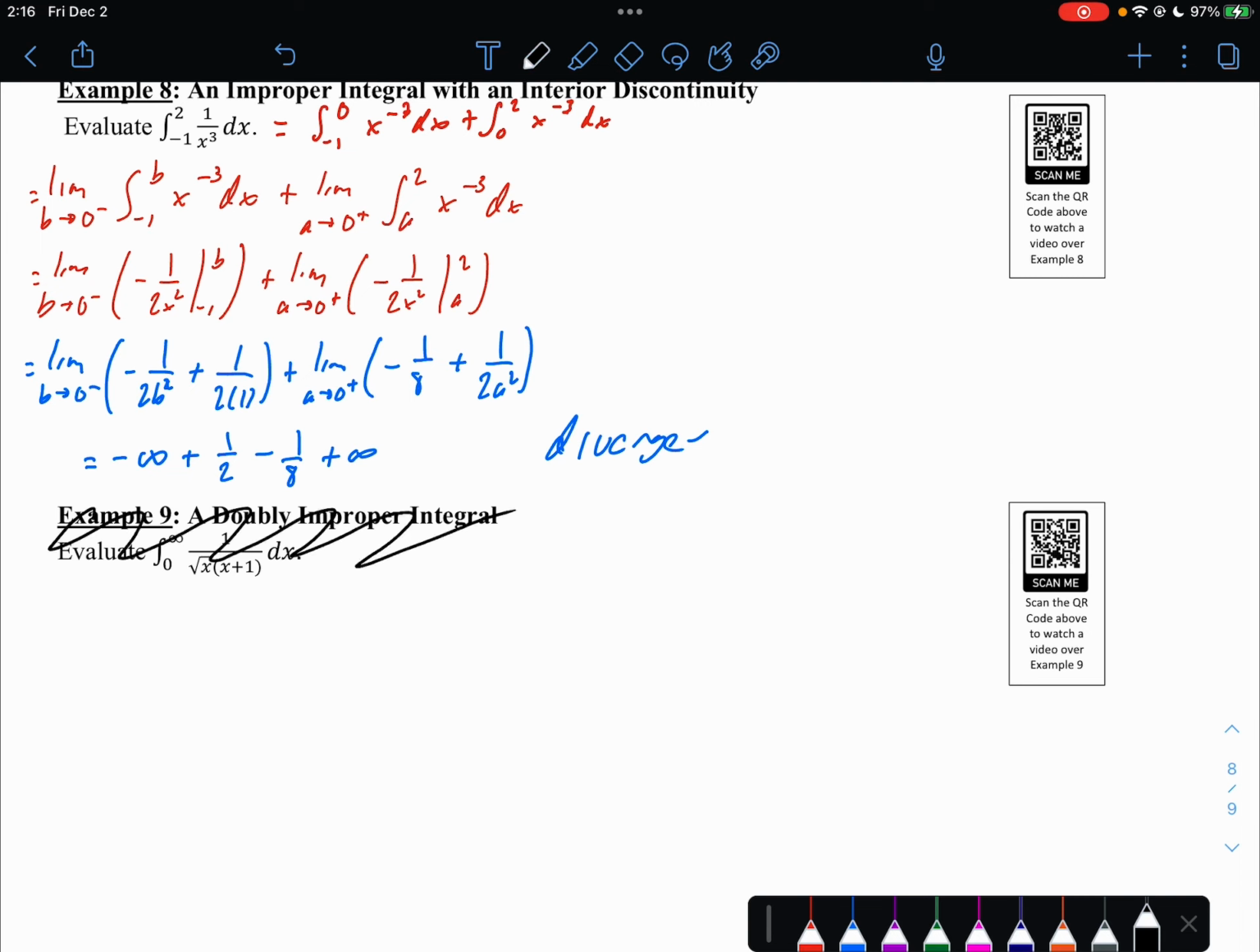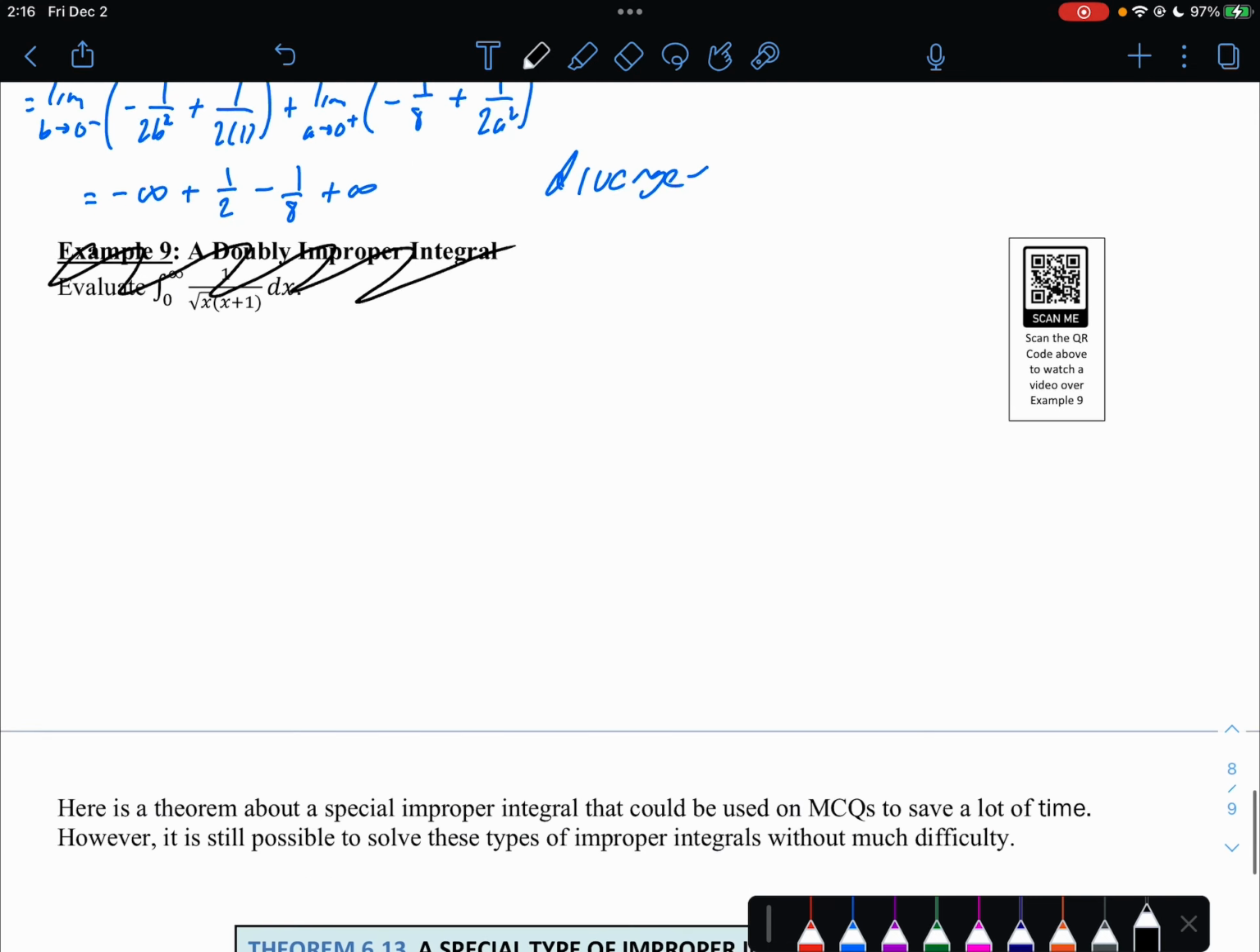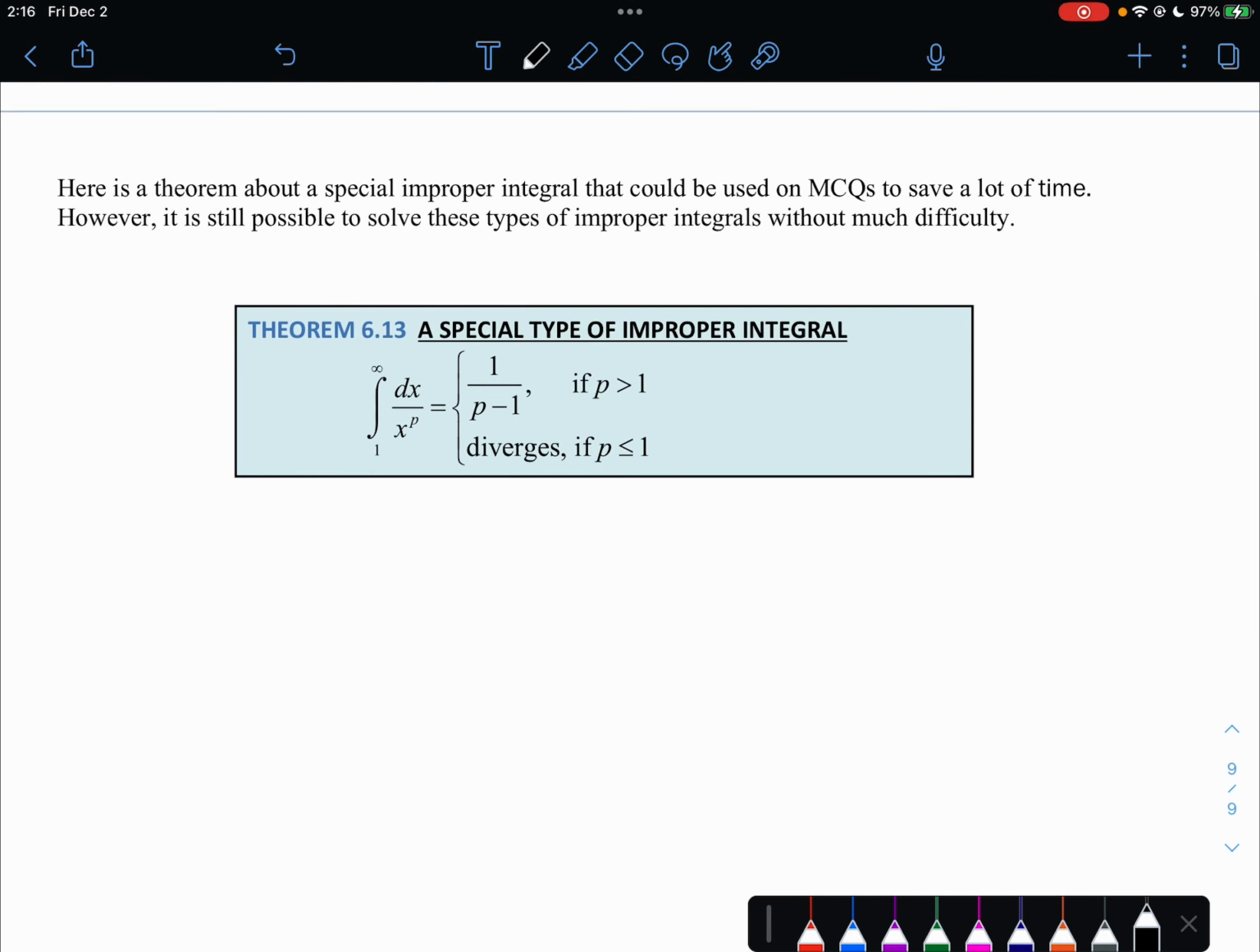But one last thing that I want to point out to you before we get out of here today. This is a theorem about a special improper integral that could be used on some multiple choice questions to save a lot of time. If you don't memorize this theorem, you can still do the problem, but it can really help a lot. If the integral was from 1 to infinity of 1 over x to the p dx, the answer is going to be 1 over p minus 1 if p is bigger than 1. Always. If p is less than or equal to 1, it's going to diverge.